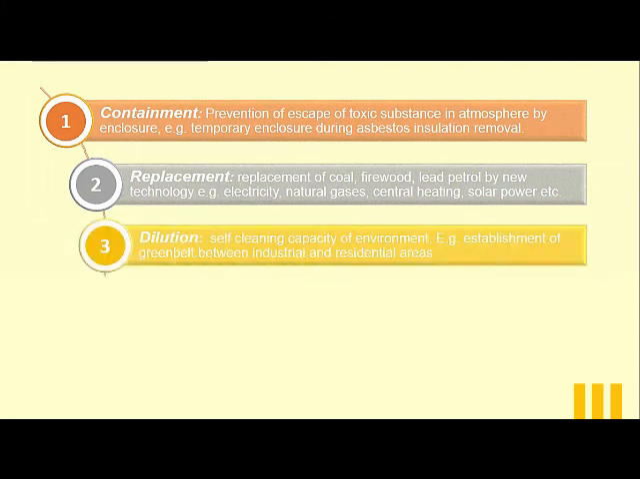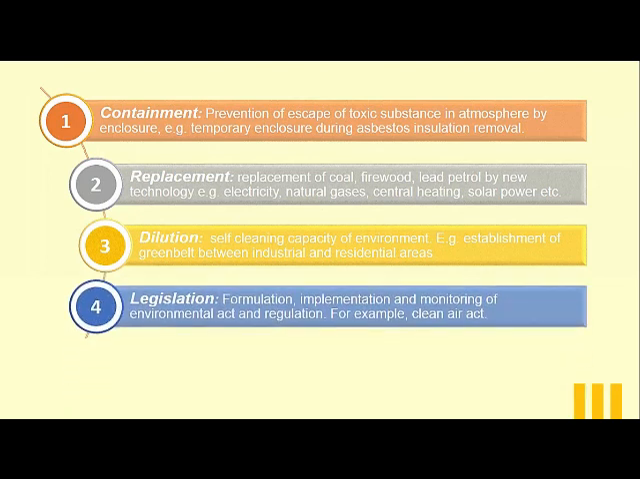The third step is dilution. Dilution is the self-cleaning capacity of the environment that can be established by making green belts between industrial and residential areas. The capacity for dilution is, however, limited, and trouble occurs when the atmosphere is overburdened with pollutants.